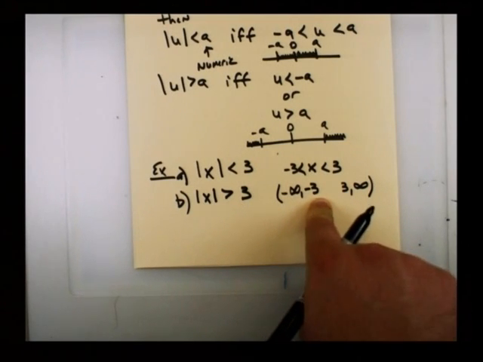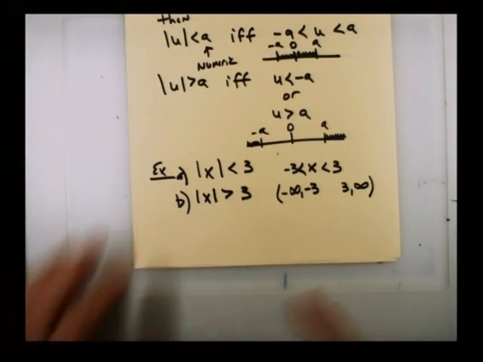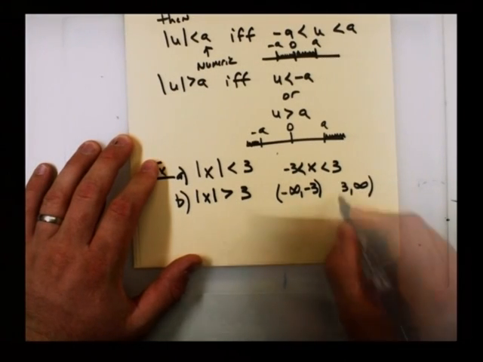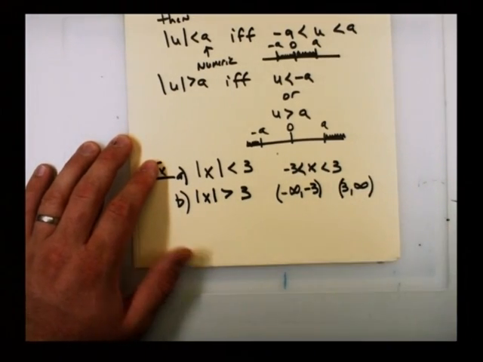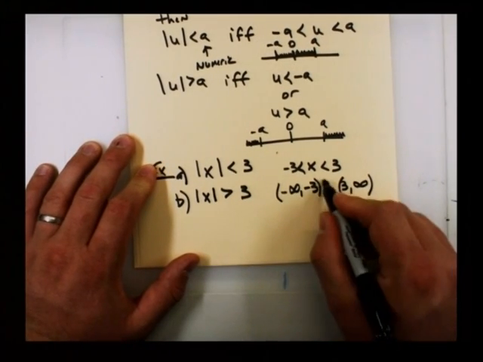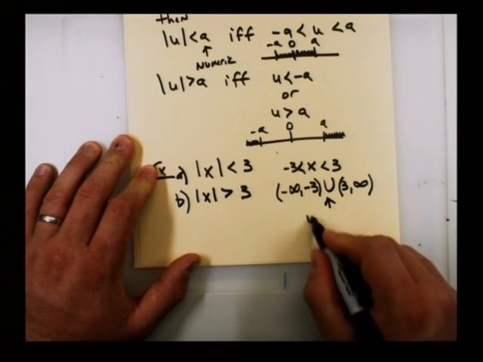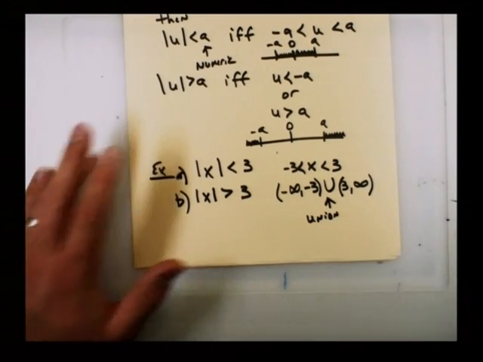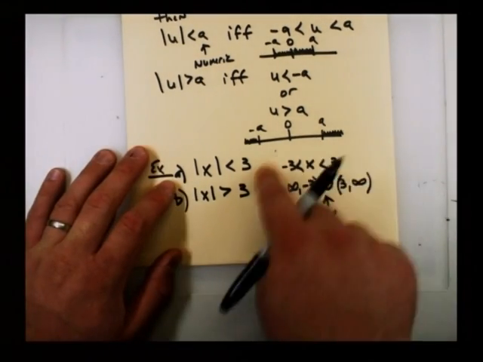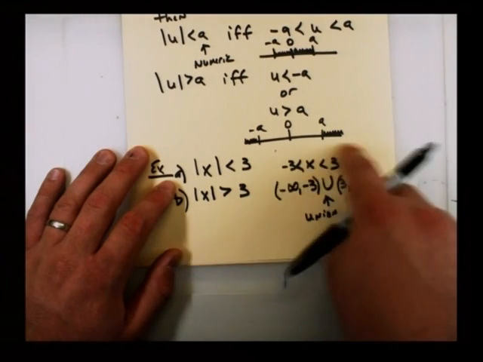Now let's ask ourselves a question real quick. Do we put parentheses? Do we put brackets? Well, infinity, can you actually ever reach infinity? No, you can't touch that, so that one has to be a parenthesis. What about -3? If we put a parenthesis there, it means it includes every point up to it, but not -3. If we put a bracket, it's every point up to it and including -3. Would -3 make that statement true? Nope. So we put a parenthesis. Would 3 make that statement true? Nope. So we put a parenthesis.